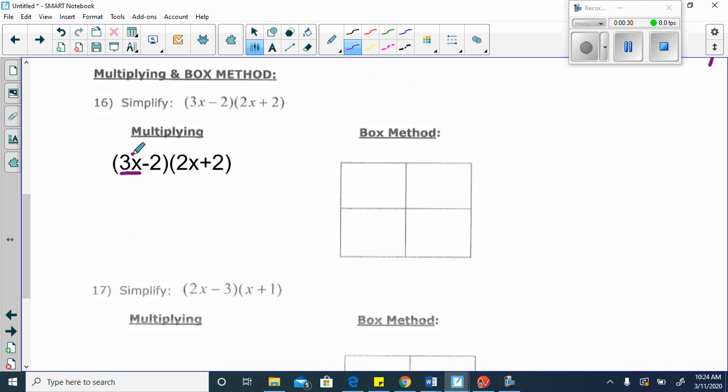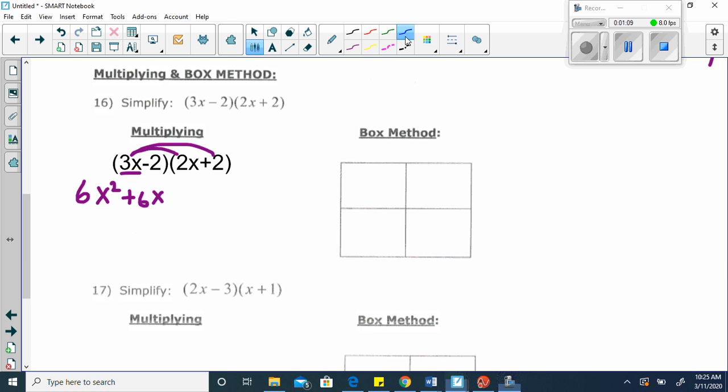Okay, we're going to take this and we're going to multiply 3x times 2x. Okay, we're going to start with multiplying our coefficients. So 3 times 2 is 6. X times x is x squared. Okay. Then we're going to take this 3x and we're going to also multiply it times 2. We have to multiply it to everything in this parentheses. So 3x times 2 is 6x. 3 times 2 is 6, and we bring the x with. Questions on that?